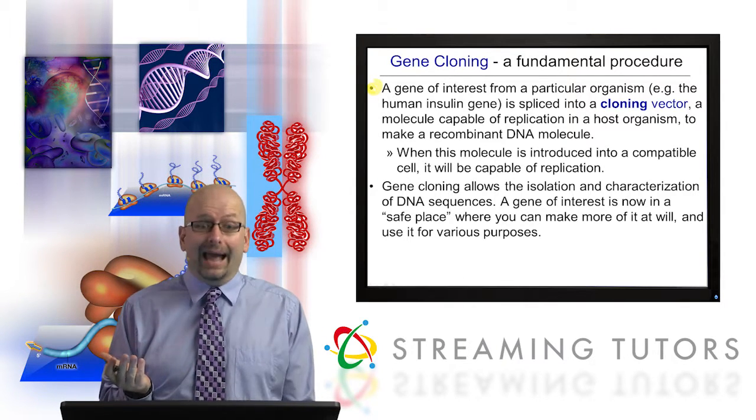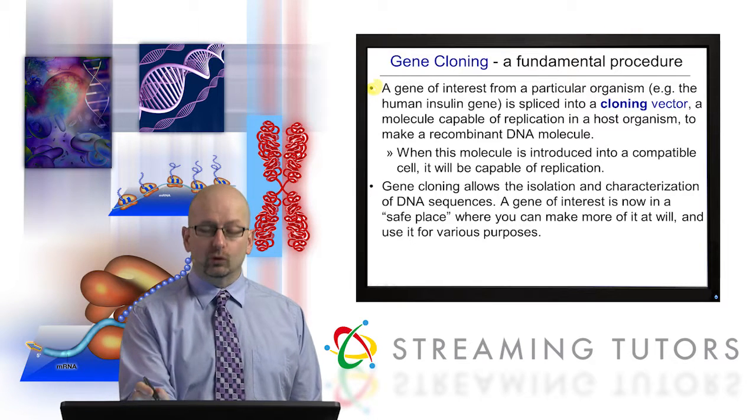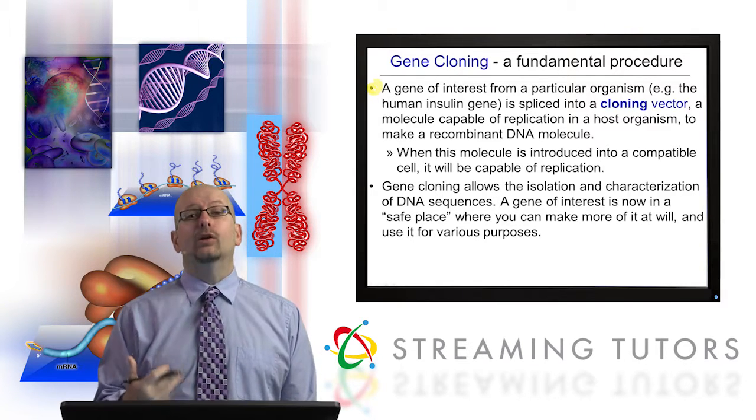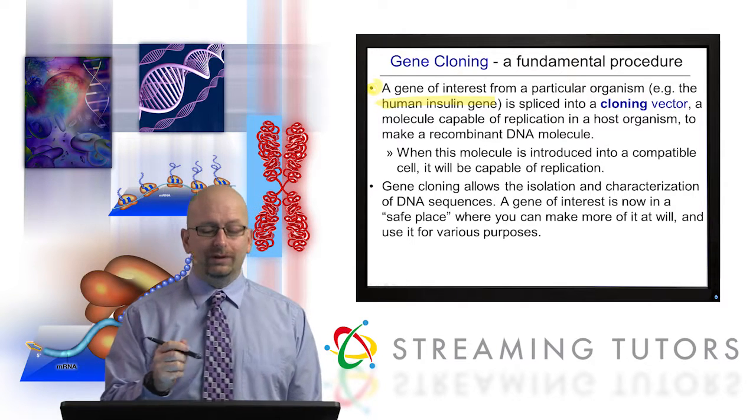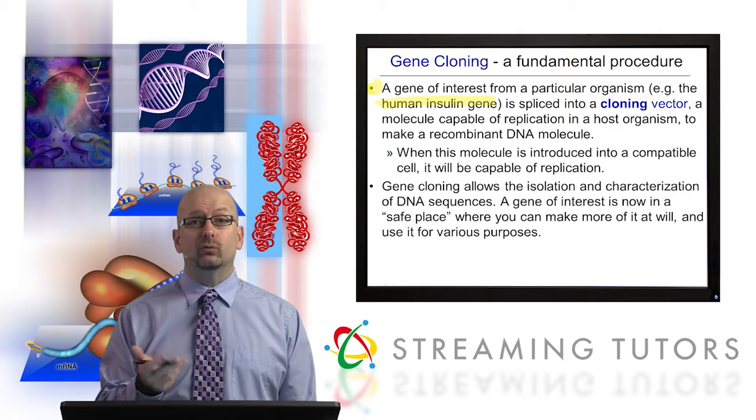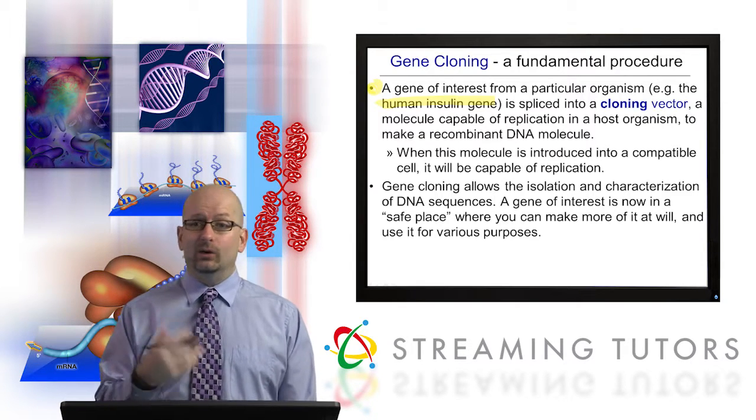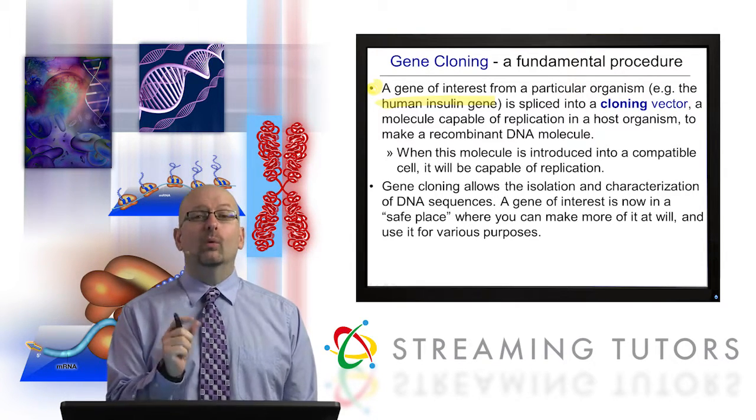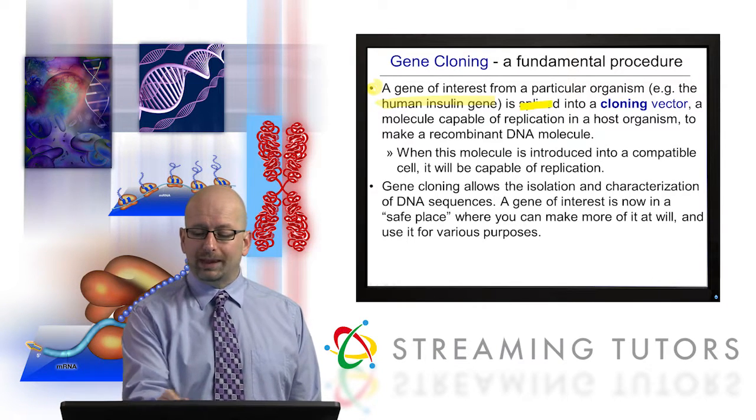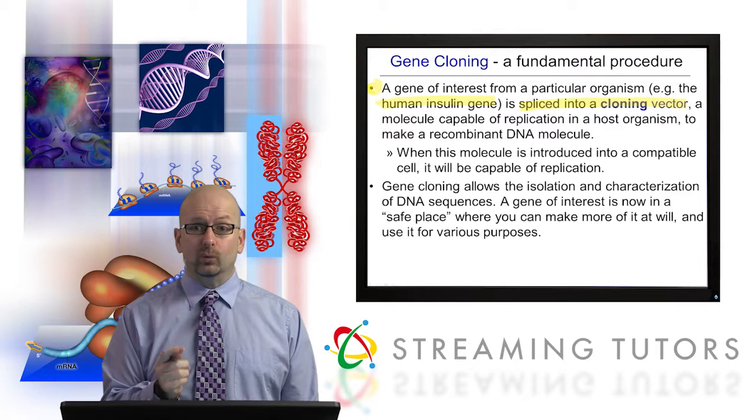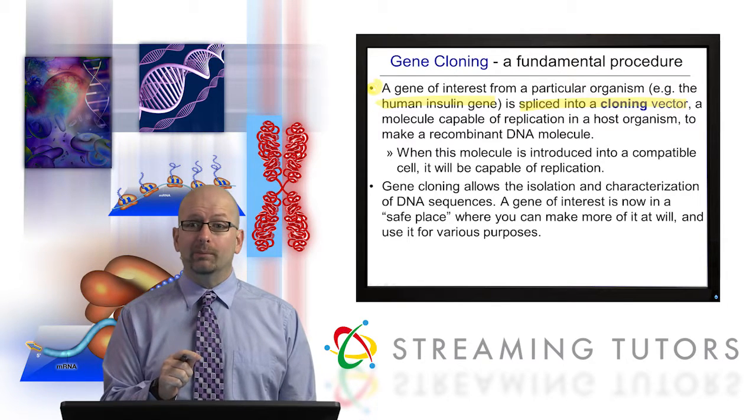It could, in theory, be anything from a particular organism. As we go along through this example, I'm going to use the human insulin gene because I like it, and also it's one of the first human genes that was cloned and manipulated and all sorts of good things. So we want to get a hold of that human insulin gene, splice it into a cloning vector, which we'll discuss a little bit more in a moment.